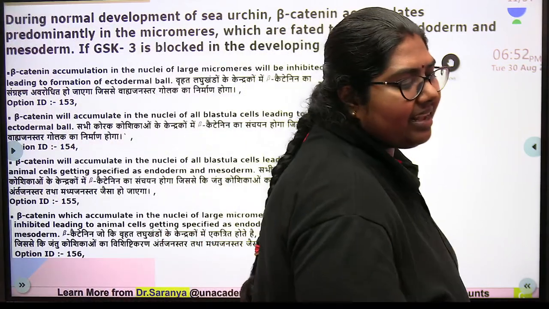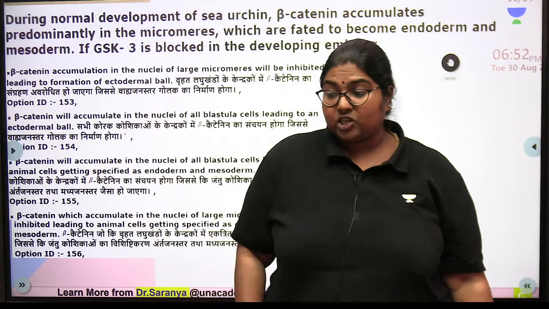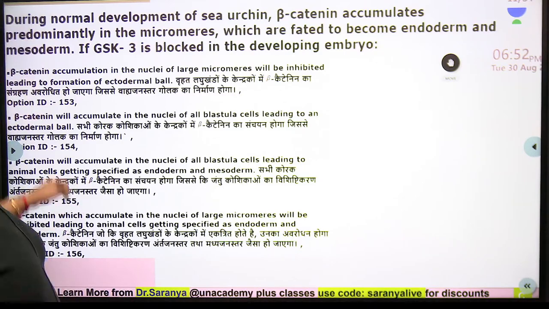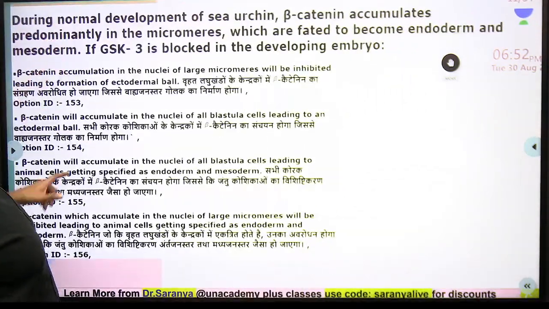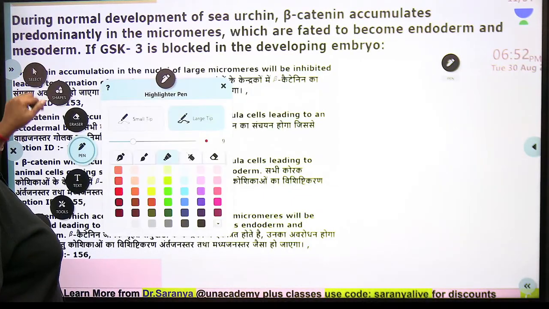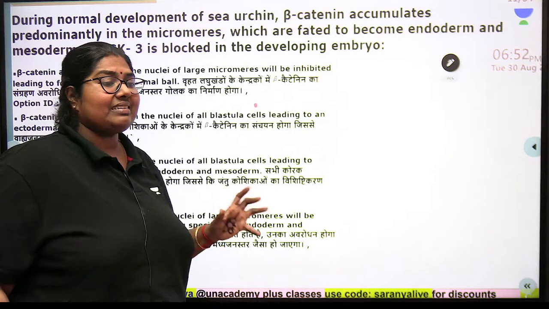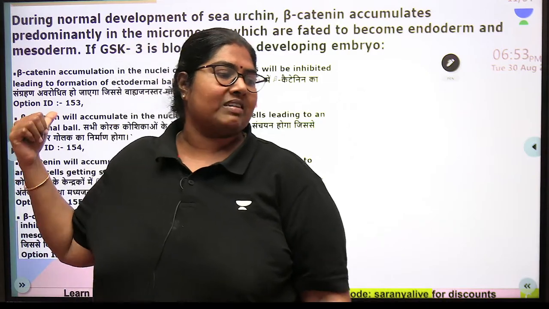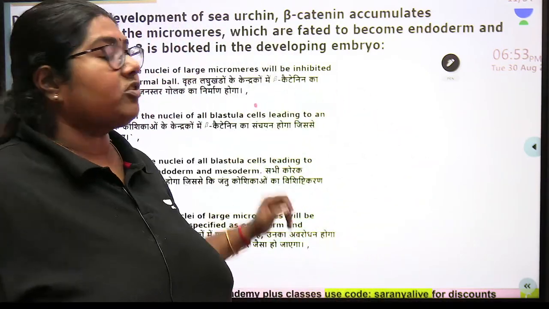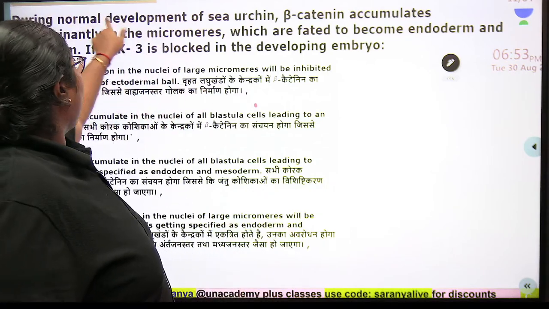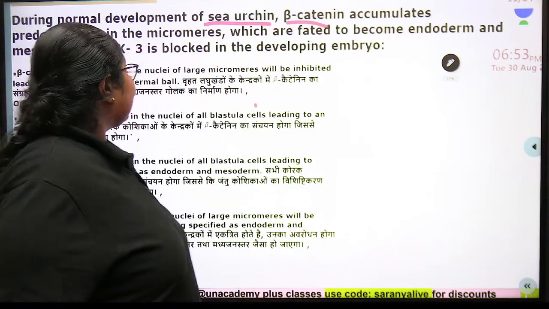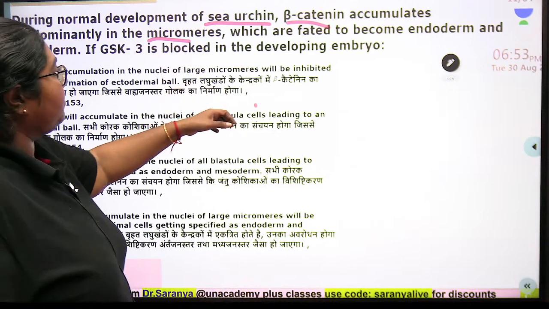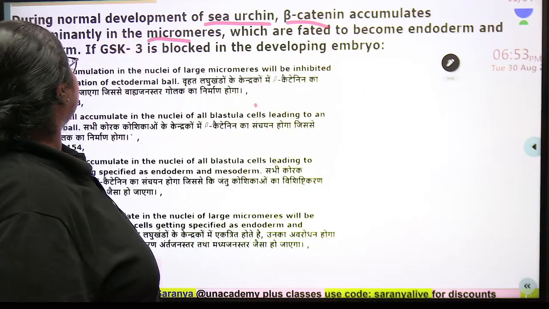Since the day before yesterday, we have been discussing this question on beta catenin and the sea urchins. So during normal development, read this question very carefully. I told you, repeated questions. In my repeated PYQs video for CSIR, I told you this concept is repeated many times. Once again it is proved in 2022. In normal development of the sea urchin, beta catenin accumulates in the micromeres, and this micromere will become your endoderm and mesoderm.